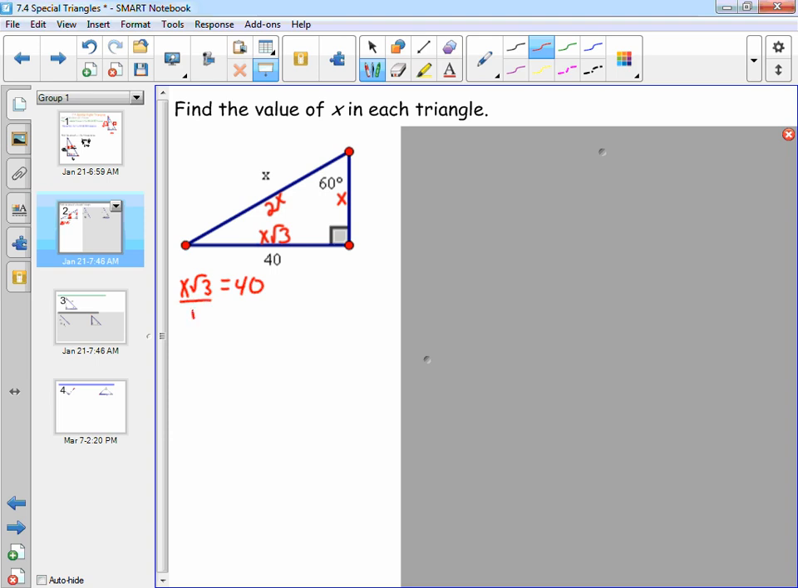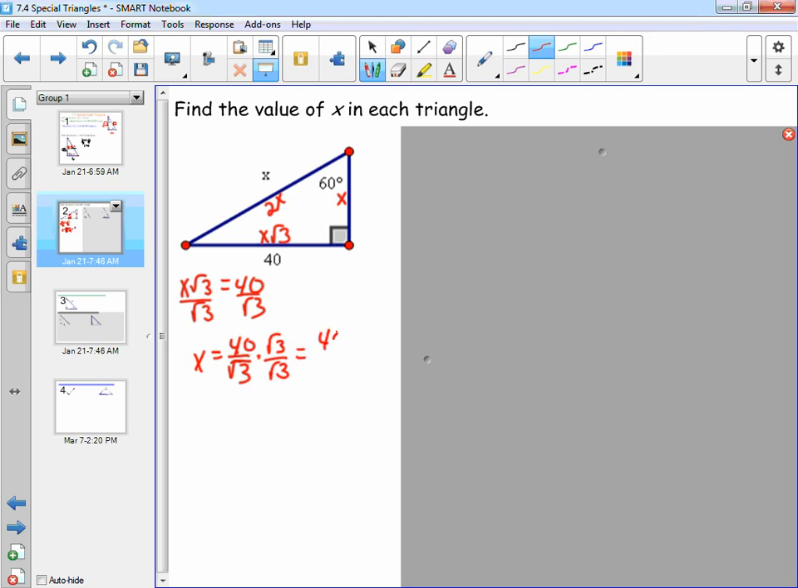And now we are going to divide by root 3. And we get that x equals 40 over root 3. Now, one thing we cannot do is leave a radical in the denominator. So, in order to remove this, we need to complete a process called rationalizing the denominator. So we will multiply by root 3 over root 3.